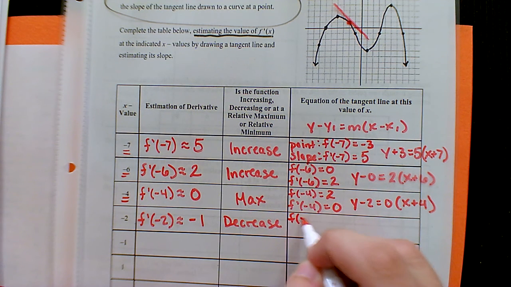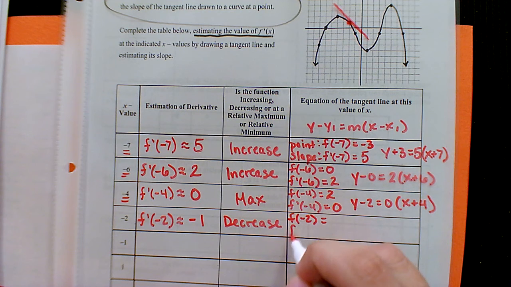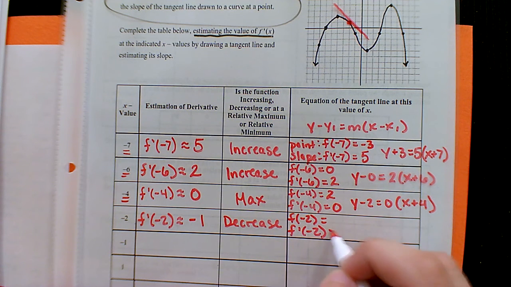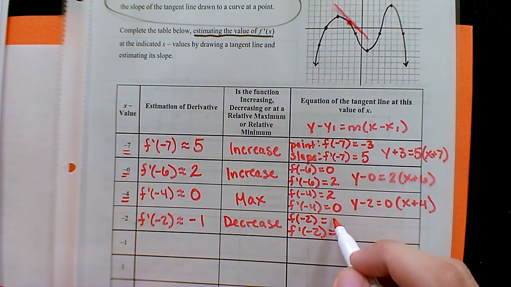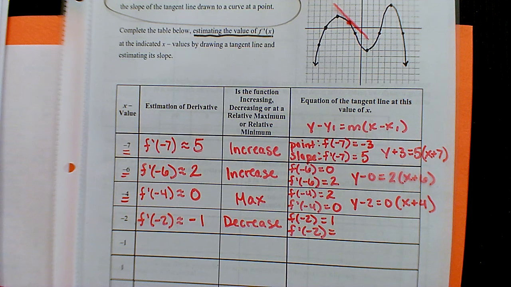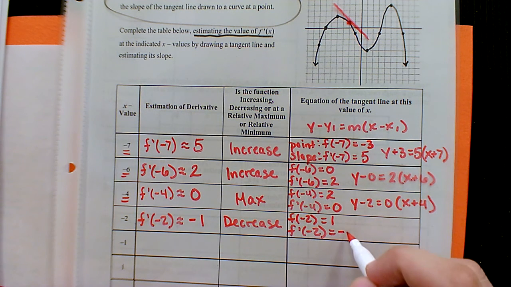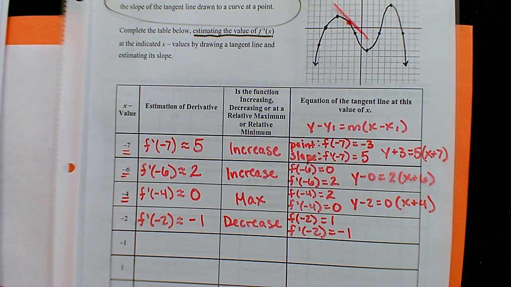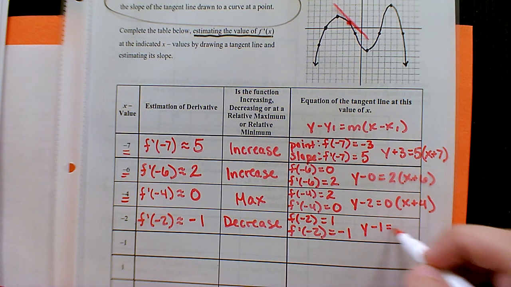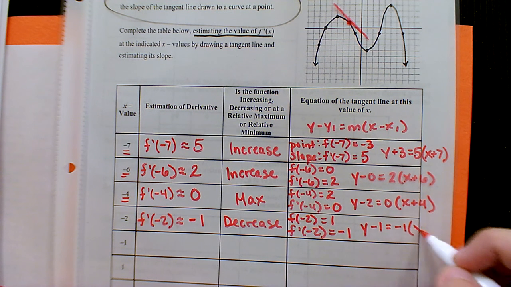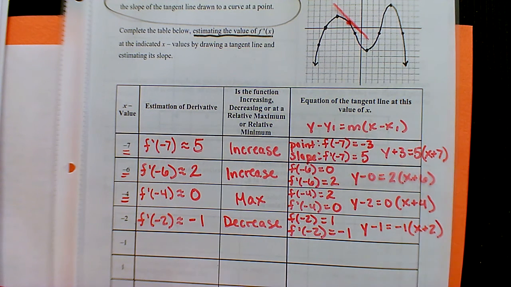Let's check out the point at -2 and the slope at -2 for our equation. Based off the graph, the point value is 1. We estimated the slope to be -1. So writing our equation, y minus 1 equals -1 times x plus 2.